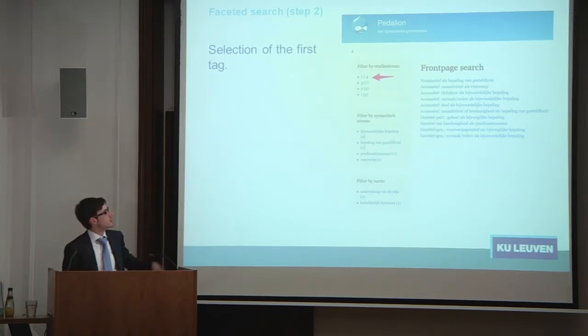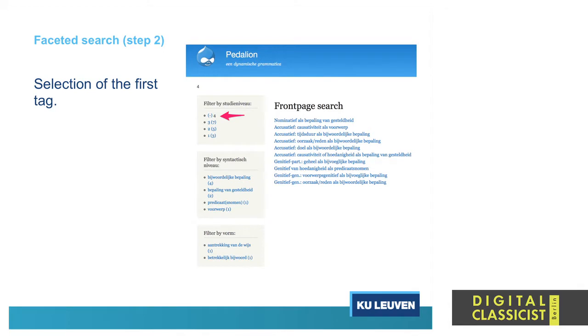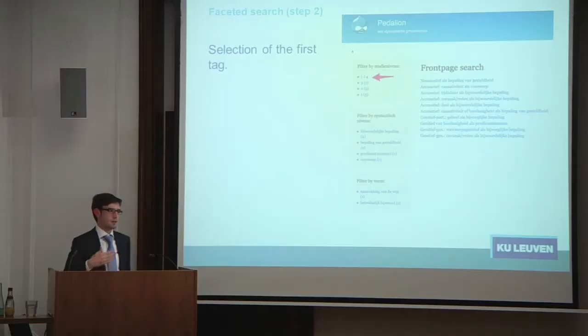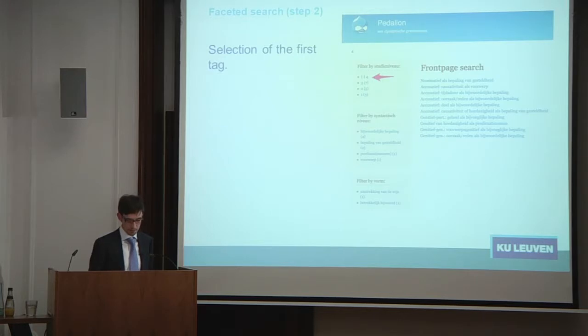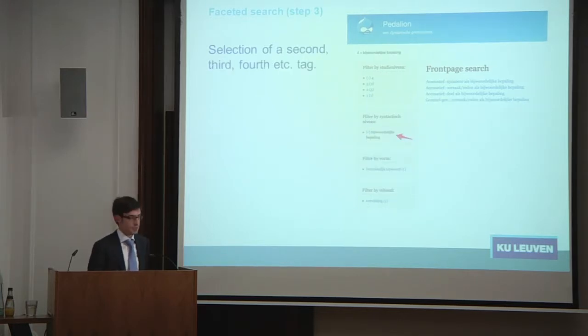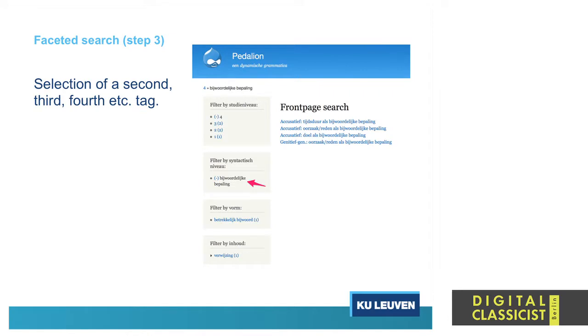For example, they'll select study level number four. Study levels are cumulative, in contrast with other kinds of filters, because a student of the master program will also see rules used in the first year. Afterwards, they can select a second tag, a third, etc., until they find the grammatical rule that they are searching for.